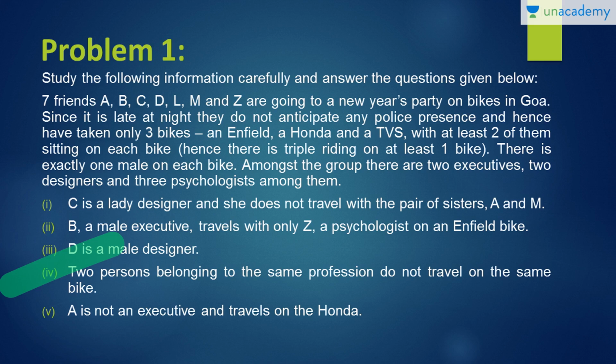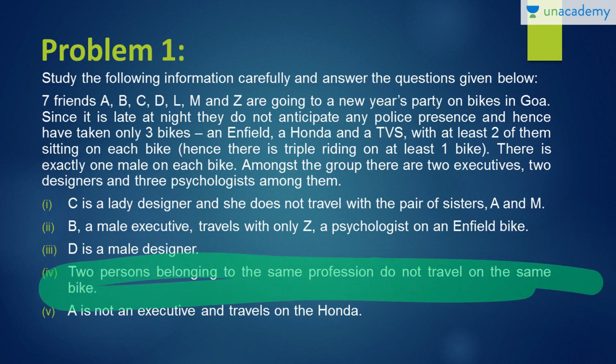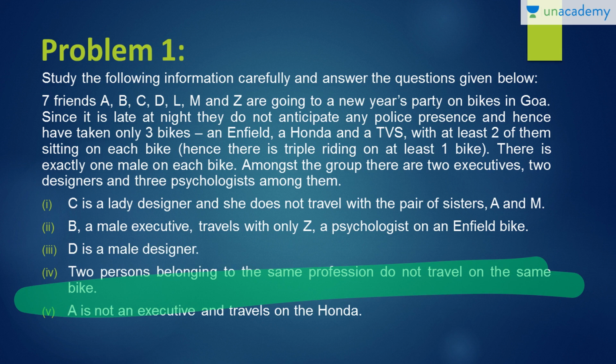D is a male designer. Okay. Still I can't use this now. There is no other information about the vehicle. Two persons belonging to the same profession do not travel on the same bike. Okay, so this is a very indirect clue, but is going to be very helpful at a later stage when we have to analyze this and complete the table.